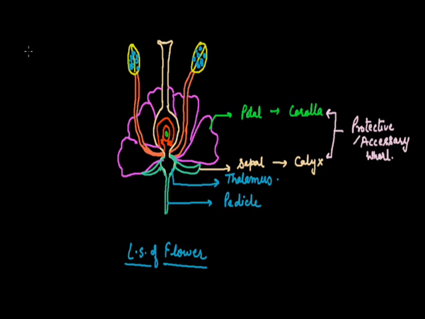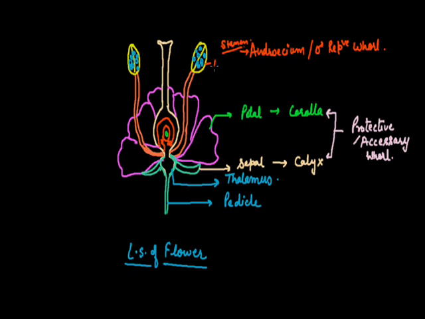The next whorl is the reproductive whorl, and the first structure of the reproductive whorl is the male reproductive organ. Scientifically, it's known as the androecium, or male reproductive whorl. Its unit is called a stamen, and one stamen is made up of three structures.